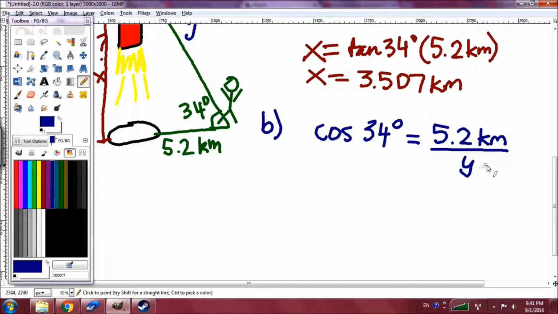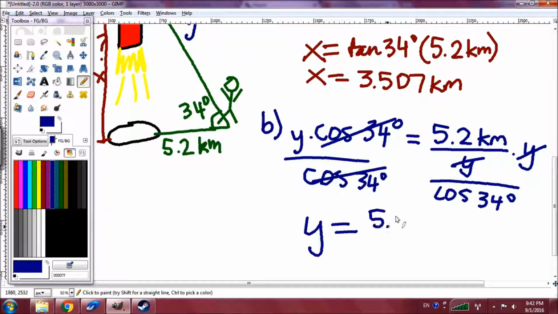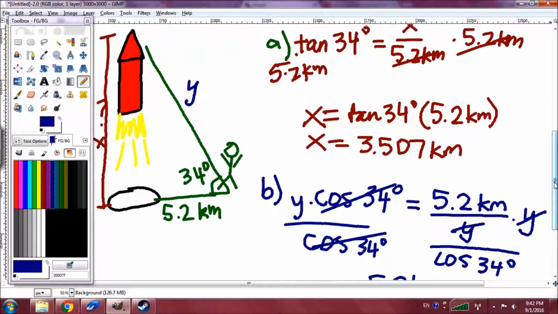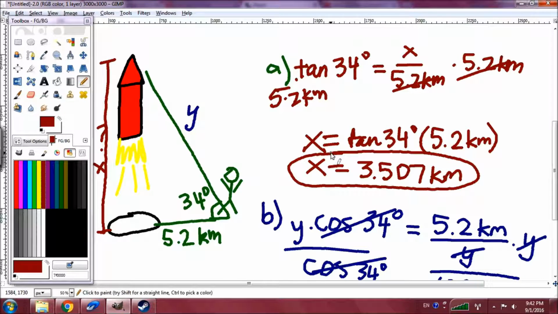So to get y alone, you want to multiply both sides by y and divide both sides by cosine of 34 degrees. So this will cancel out, and this would cancel out. So you would be left with y equals 5.2 kilometers divided by cosine of 34 degrees, which will get you y equals 6.272 kilometers. So now you know that the missile is 6.272 kilometers away from the observer, and the missile is 3.507 kilometers high.